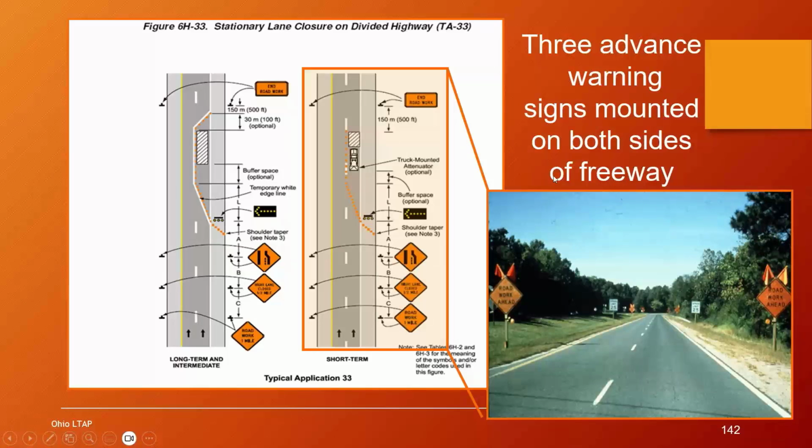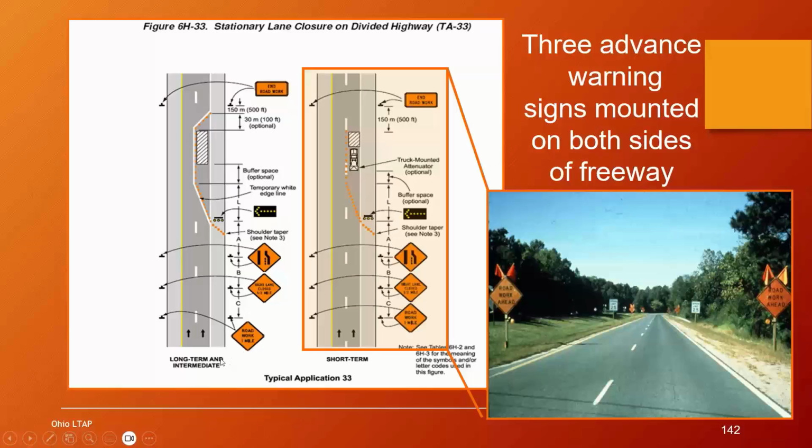Let's take a look at some different typical applications and what the advance warning area looks like. If we were to open up the temporary traffic control manual and look at typical application number 33, you would see the illustration on your left. It shows a right lane closure on a divided highway. So there's a median involved here. You've got 2 lanes going northbound, 2 lanes going southbound, and there's a median in between. So that's a divided highway. ODOT crews work on this type of road all the time, right?